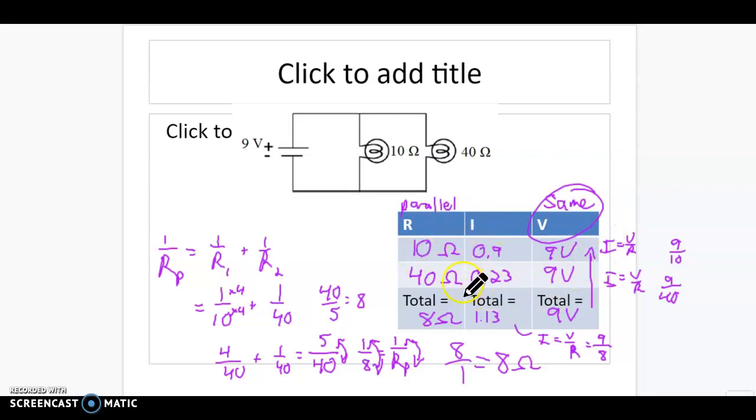Even if you have 3 things in here, you can do the same process. You just have 3 resistors that you're adding up, and you have to have common denominators. That's it.